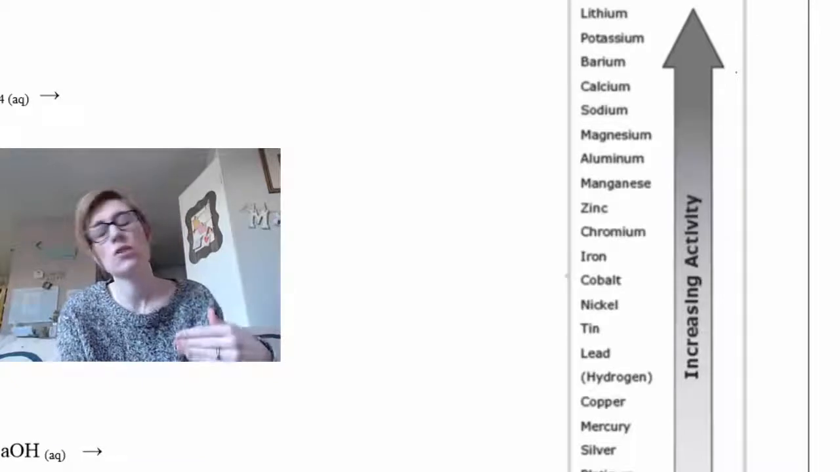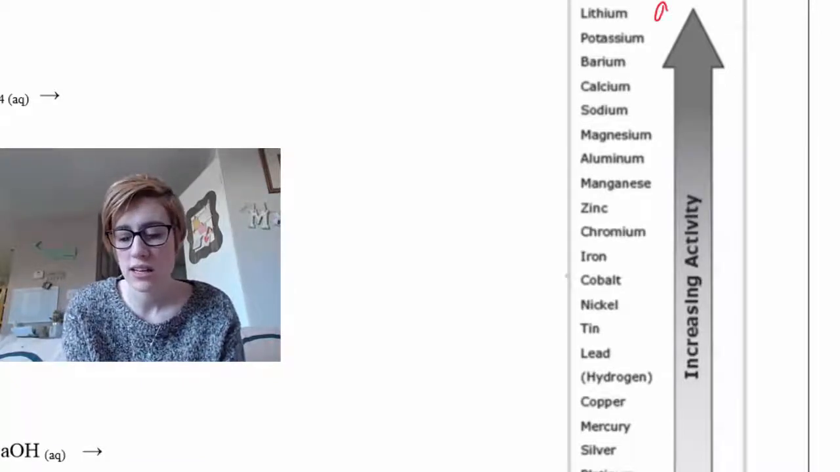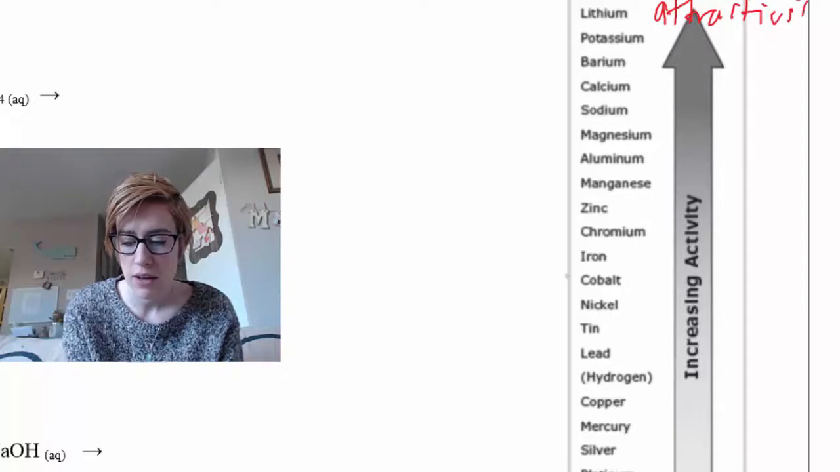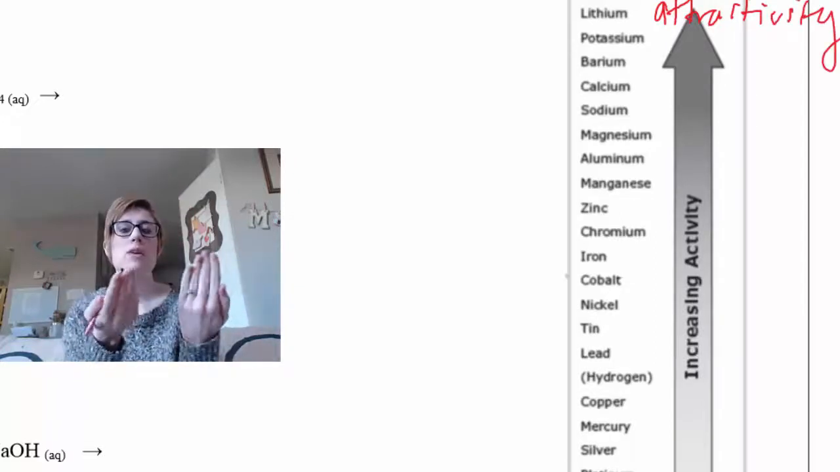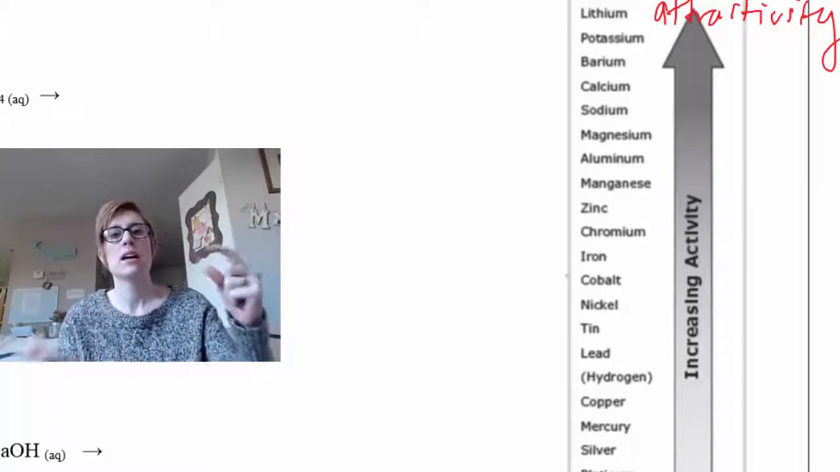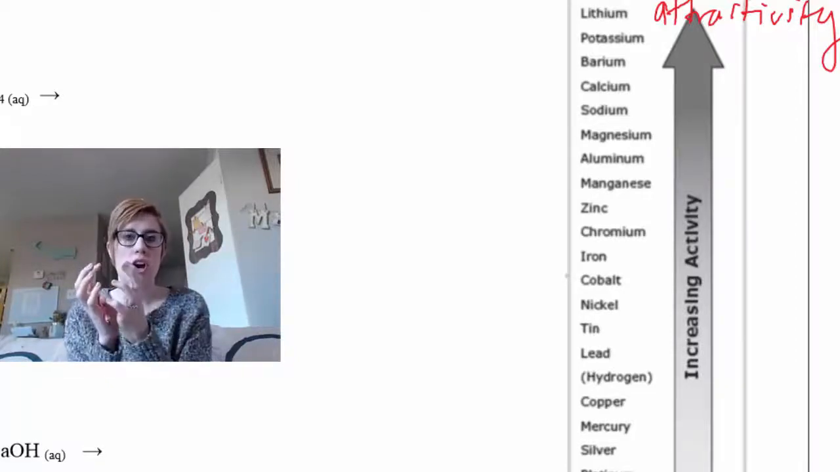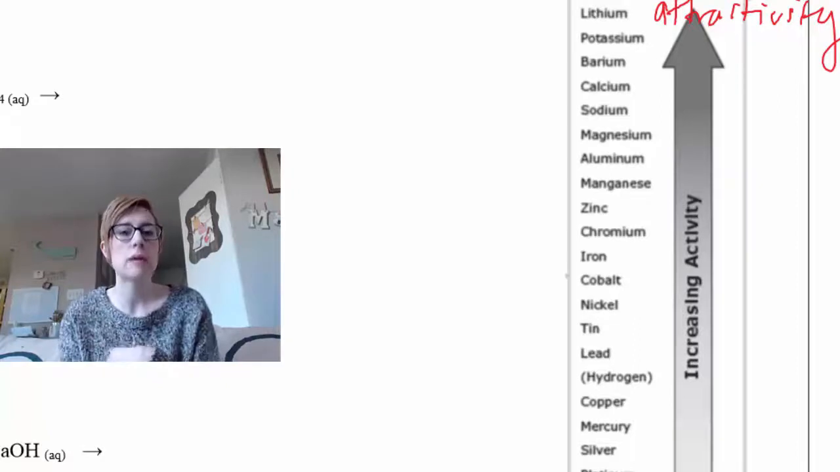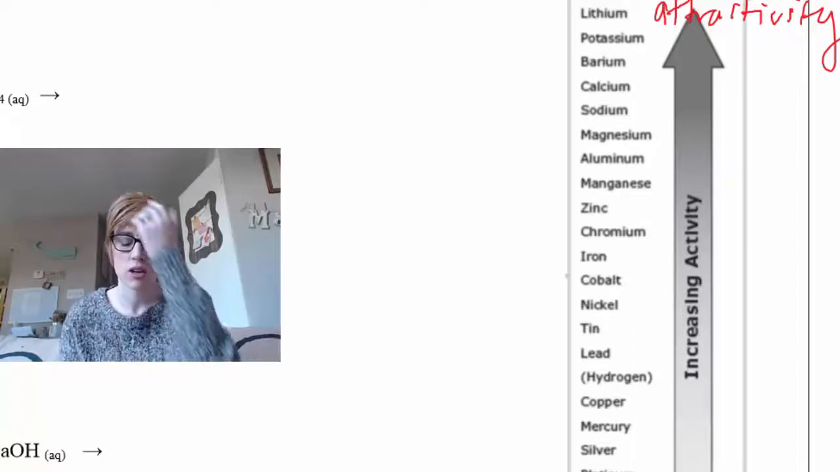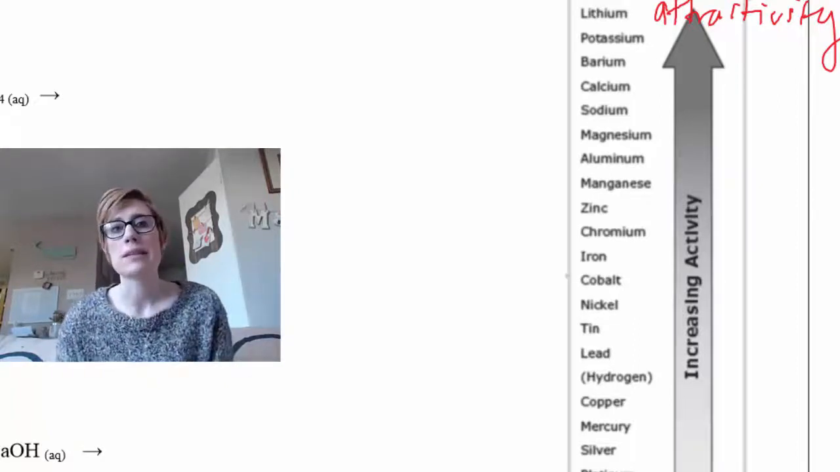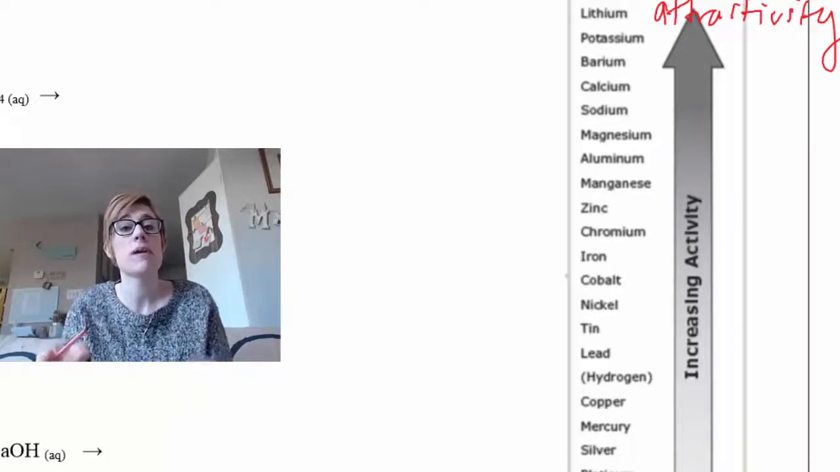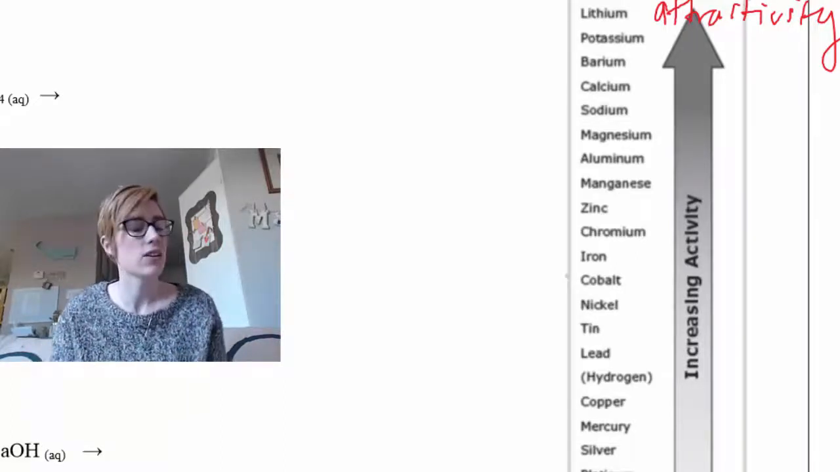Their reactivity increases as you go up, but I also like to say their attractivity increases as they go up. For example, in a single replacement reaction, you know that single element is going to switch places, right? So you have a single element and then you have the compound, and that single element switches places. It kind of steals the other guy's girl. Well, that doesn't always happen. Sometimes if you have a single element and a compound, the single element will not steal the other guy's girl.